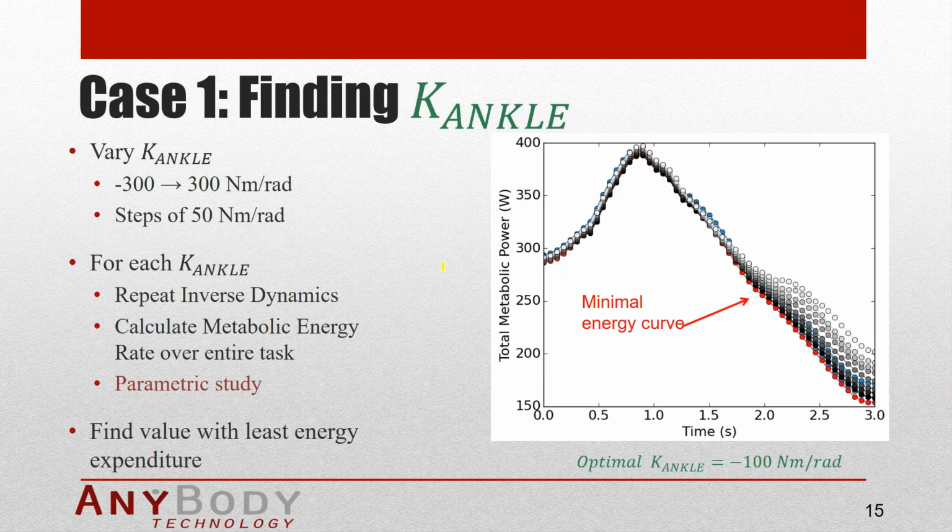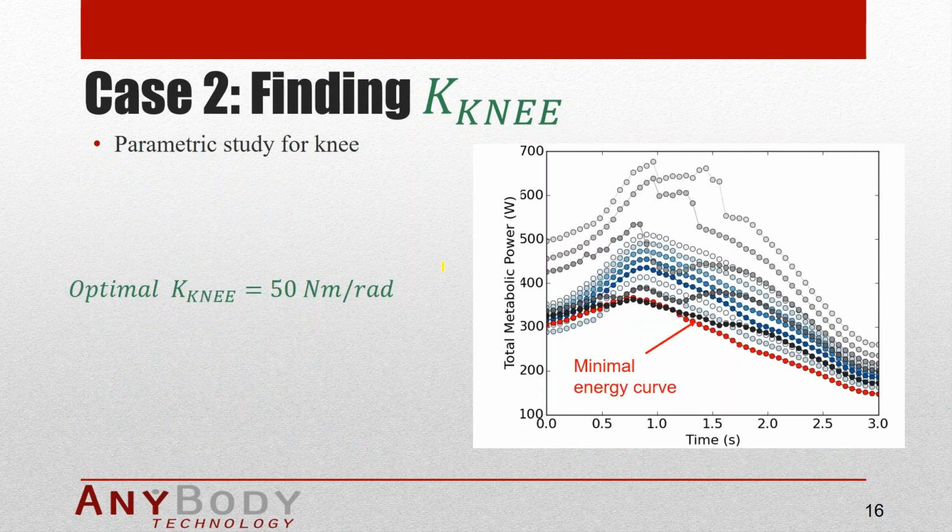So if we do the same, say for the knee, then we get a much more pronounced result. You can see here that there's much more difference between the metabolic curves depending on what stiffness we use of the spring in the knee. And you can see that there's now a very distinct one that has the lowest integral, which is the red one that we see here at the bottom.